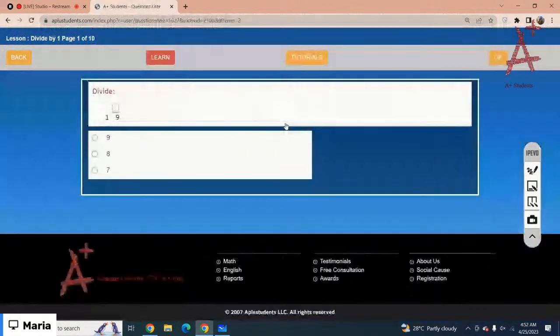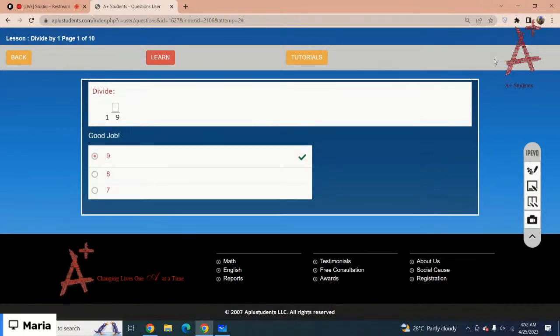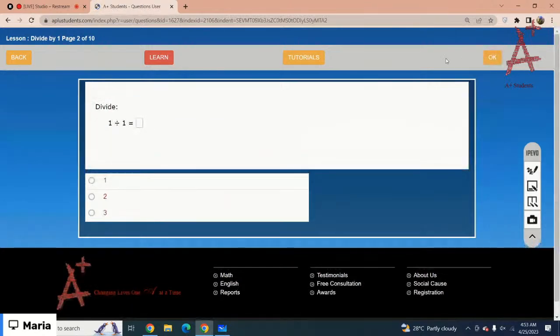Okay, 9 divided by 1 equals 9. Any number divided by 1 equals the same number. Got it? 1 divided by 1 equals 1.